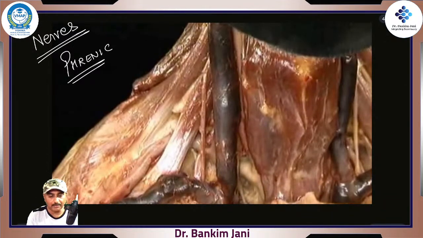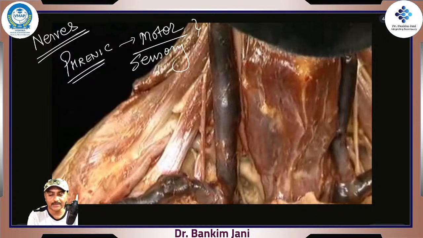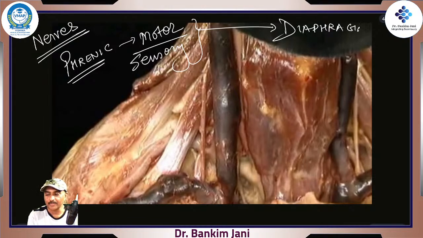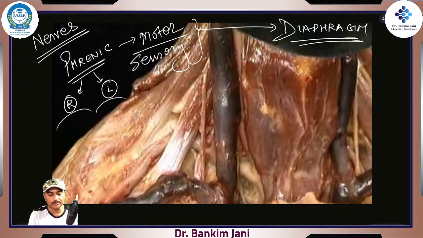So phrenic nerve, take it like it is motor as well as sensory, to whom? Phrenic means diaphragm. So do remember that it is for diaphragm, right? It is for diaphragm. How many phrenics? There would be left phrenic and the right phrenic. Why? Because there are two domes of diaphragm, right? So that's how they will be supplying.